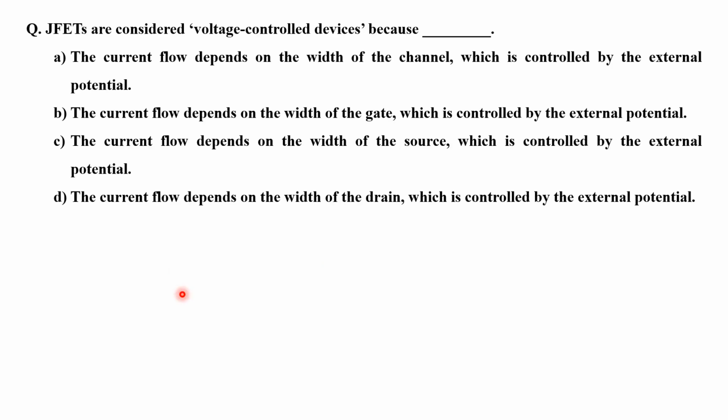So next is, JFETs are considered voltage control devices because the current flow depends on the width of the channel, which is controlled by external potential. Or current flow depends on the width of the gate, or the width of the source, or the width of the drain, which is controlled by external potential. So what controls external potential, controls what width in a JFET? That's the question.